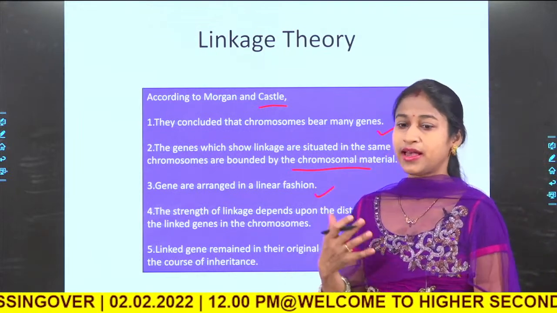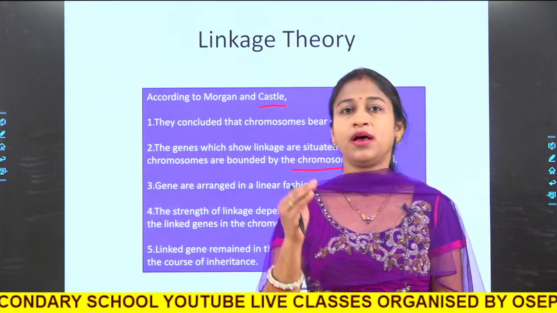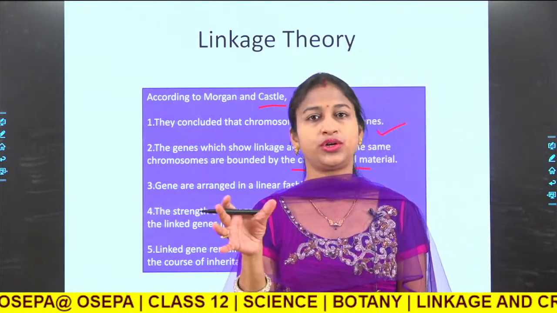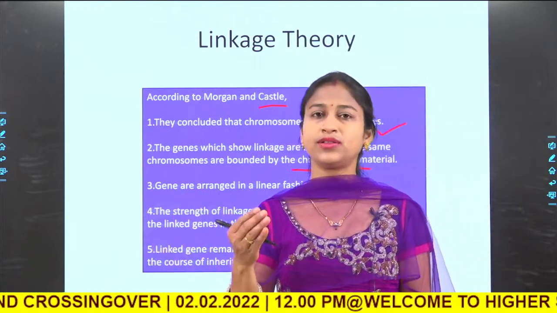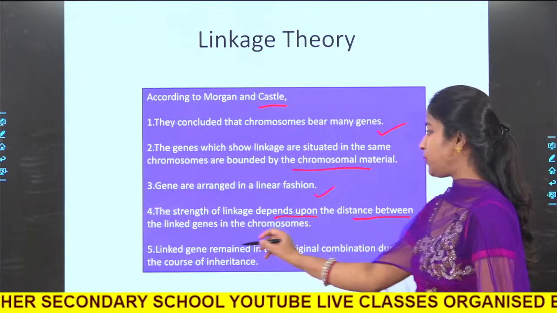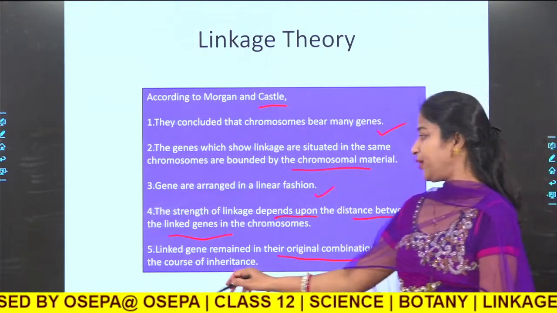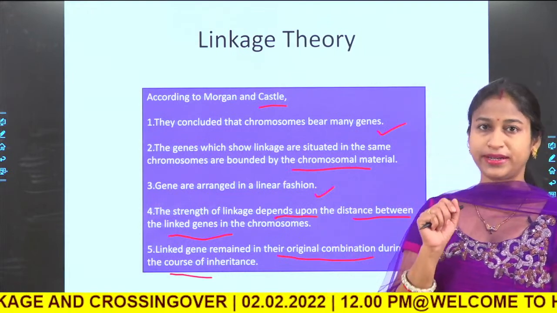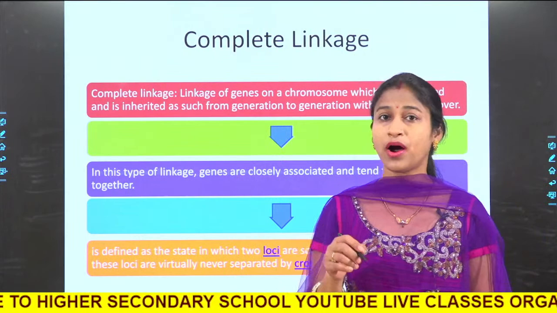Now, the strength of linkage, that means how two genes will be linked together and inherited as a single unit, is decided by the distance between these two genes. If the distance is closer, the two genes will act as a single unit and will be inherited from generation to generation as a unit. If the distance increases, the strength of linkage decreases. So the strength of linkage depends upon the distance between the linked genes in the chromosome. Another concept is that the linked genes remain in their original combination during the course of inheritance, as he found in Drosophila melanogaster, a complete linkage, which we are going to discuss in the upcoming slides.